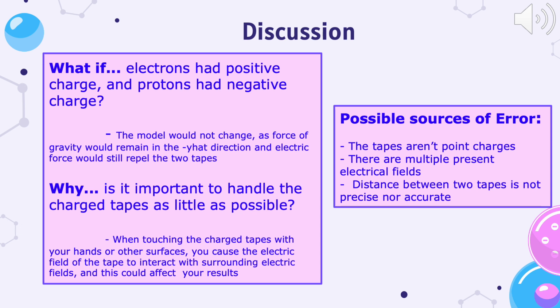Possible sources of error from this experiment include the tapes aren't exactly point charges, plus there are multiple present electric fields at any given moment that may not be accounted for in this experiment, along with the fact that the distance between the two tapes is not a precise nor accurate reading.